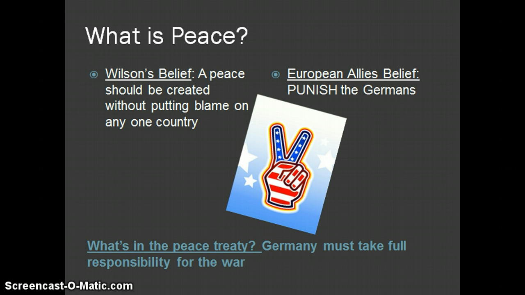So what ended up in the peace treaty? Well, Great Britain and France won this one, and Germany had to take full responsibility for the war. Germany was very unhappy and viewed this as very unfair. They thought that they were being put down in a situation that they should not have been put down in, and that many nations should have taken responsibility.